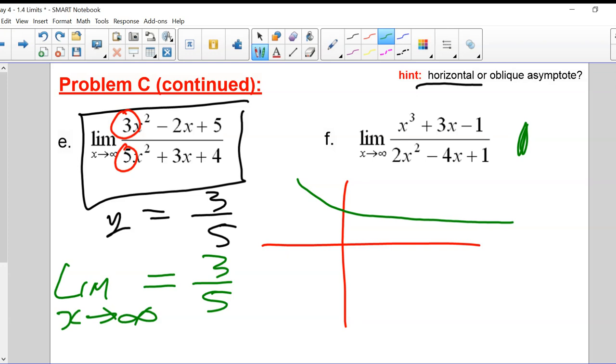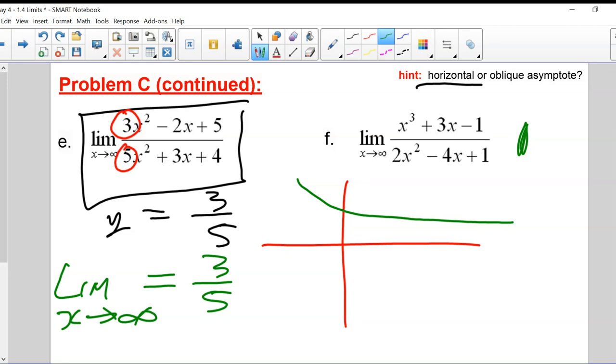But what happens when the top of the function has a higher degree than the bottom? Does anybody know what kind of asymptote we get in that case? Does anybody remember, I should say, because you're supposed to know this from advanced functions? Okay, oblique asymptote. Thank you, Adam. It has an oblique asymptote.